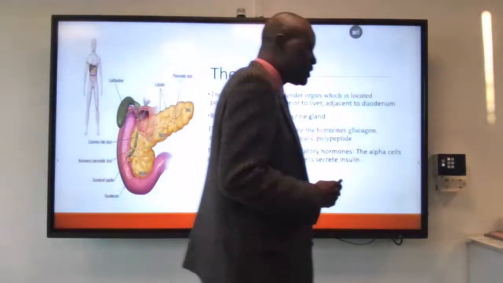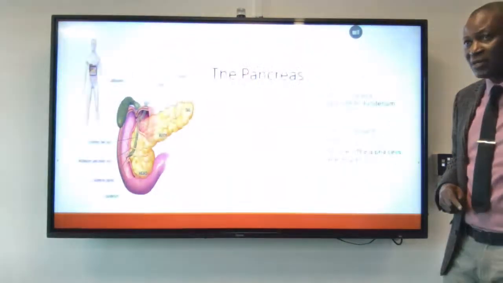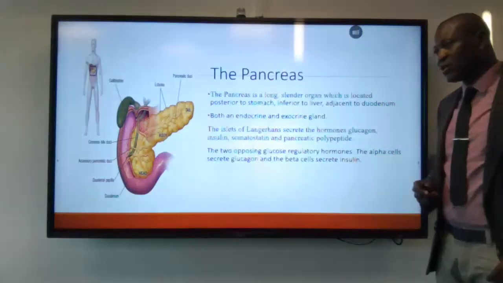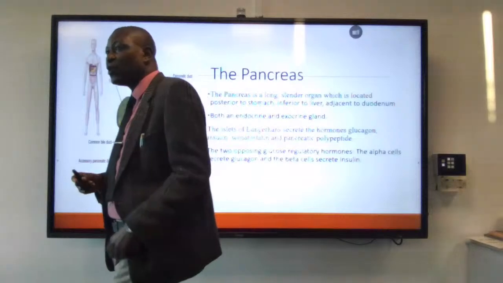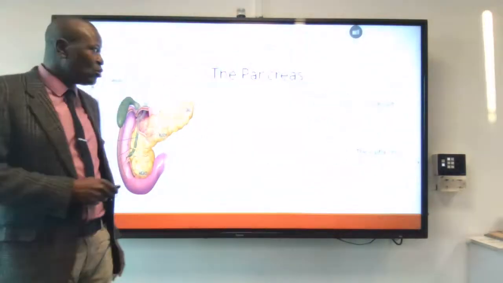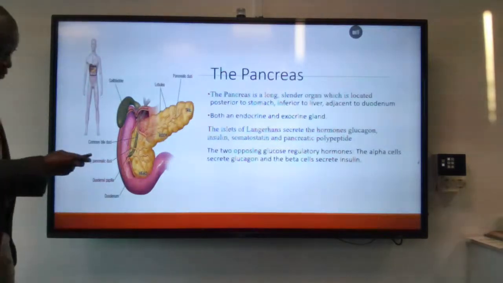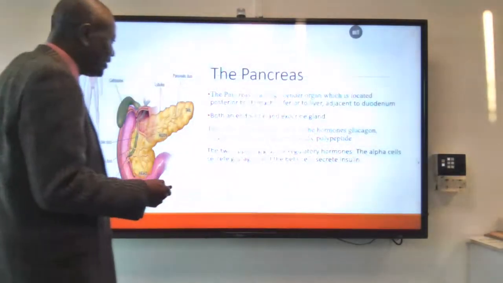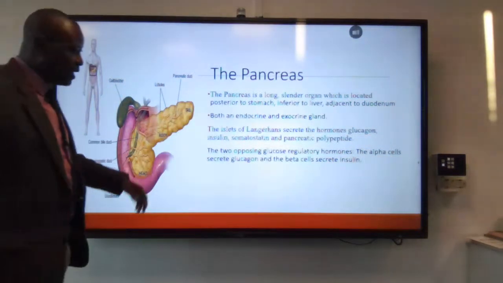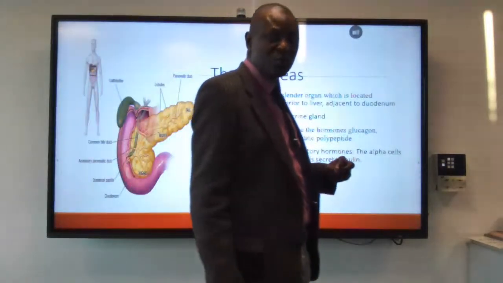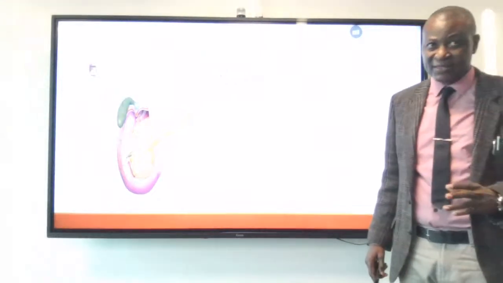The pancreas, which is an abdominal organ, is the organ that really produces the two hormones that we are interested in. So it's both an endocrine and exocrine gland. The exocrine function of the pancreas is for producing pancreatic juice, which goes through the pancreatic duct. But we are interested in the endocrine functions, which produce four hormones: glucagon, insulin, somatostatin, and pancreatic peptide. But we are interested in the hormones that are vital to regulation of diabetes, which are glucagon and insulin.